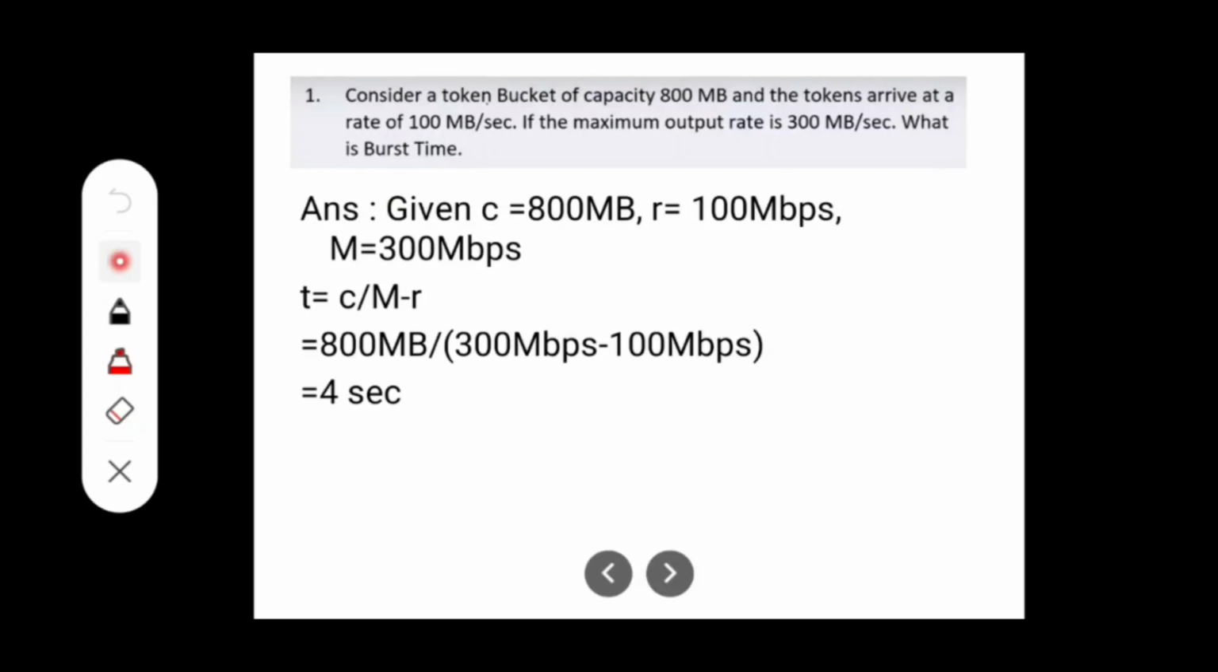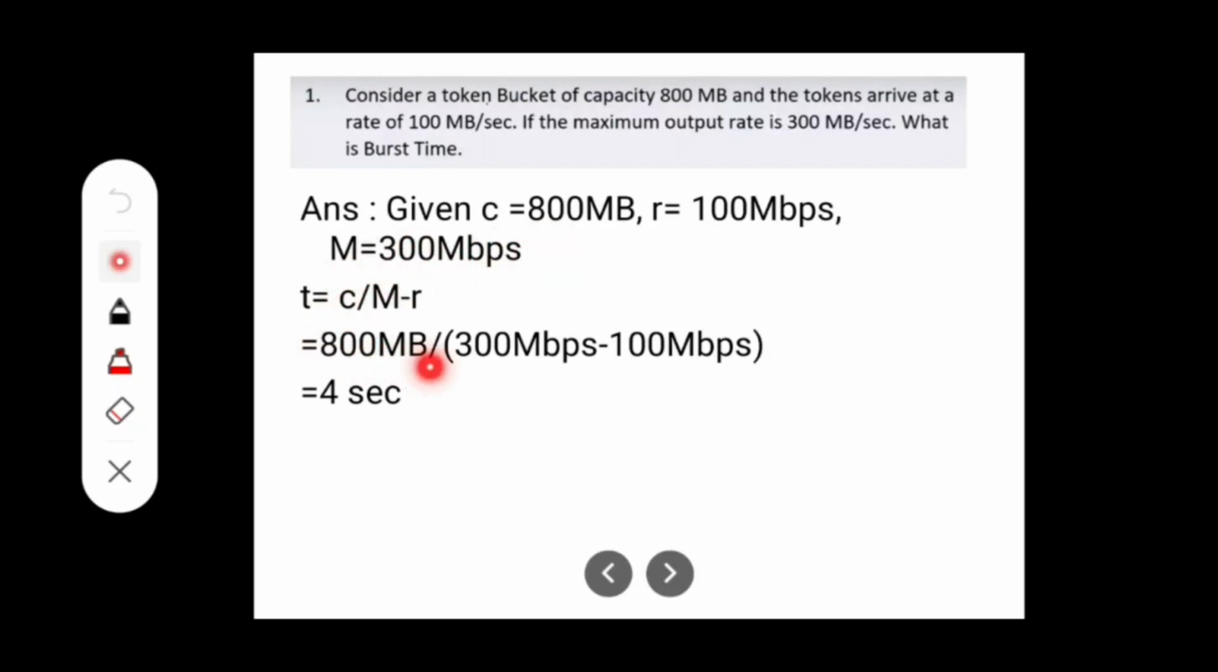How to calculate? Burst time is also known as the time at which the data or the packet can be transmitted. So we already have the formula for the burst time or the duration, that is T equal to C by M minus R. Given capacity C 800 MB, the data rate R equal to 100 Mbps, and the maximum output rate is also given, 300 Mbps.